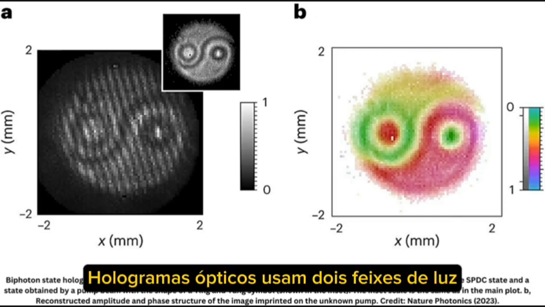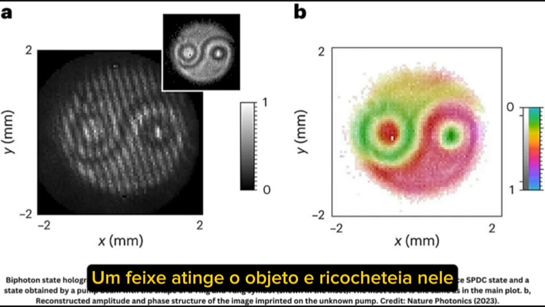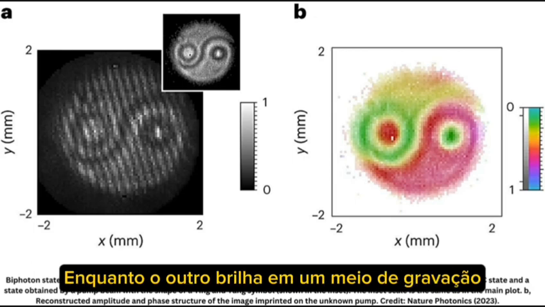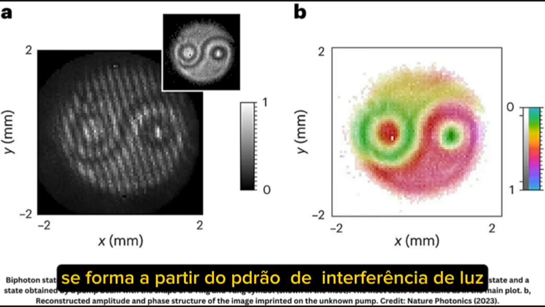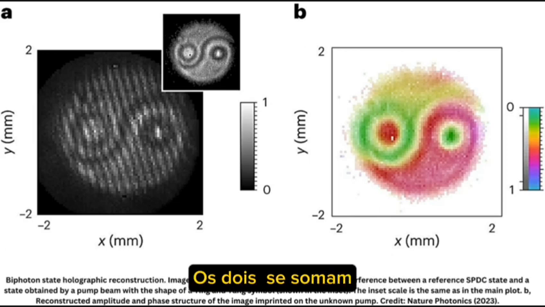Optical holograms use two light beams to create a 3D image. One beam hits the object and bounces off of it, while the other shines on a recording medium. The hologram forms from the pattern of light interference, or the pattern in which the peaks and troughs of the two light waves add up or cancel each other out.